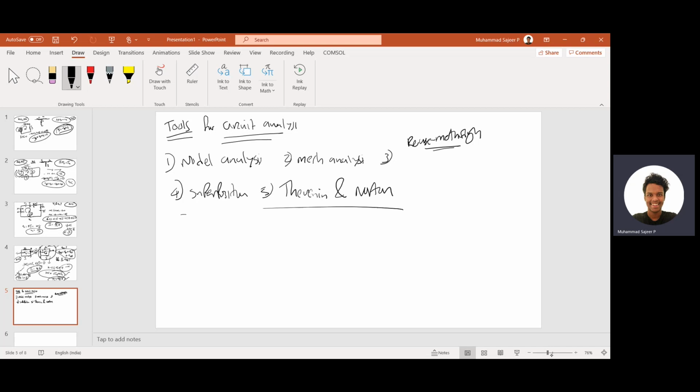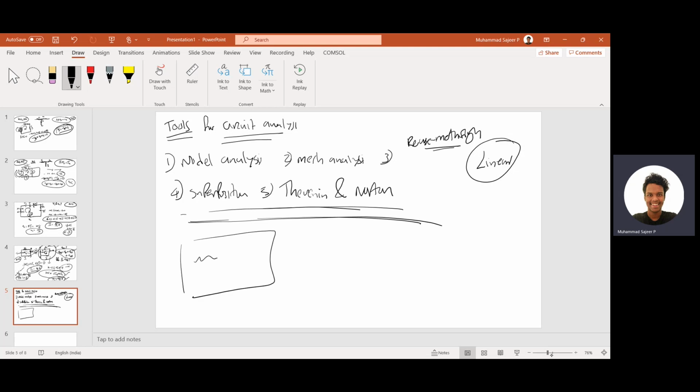So those are the tools basically used for electronic circuit analysis. But most of these tools we will use only for linear circuit elements. Linear in the sense, for example, if you are looking into Thevenin, you have a complex linear circuit.